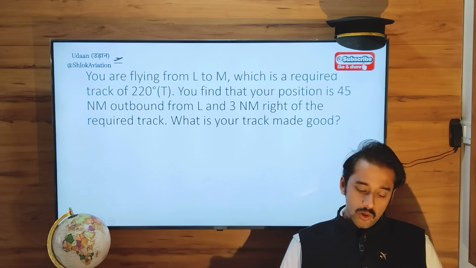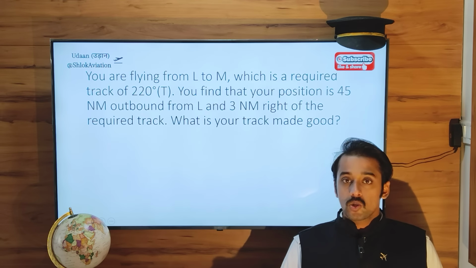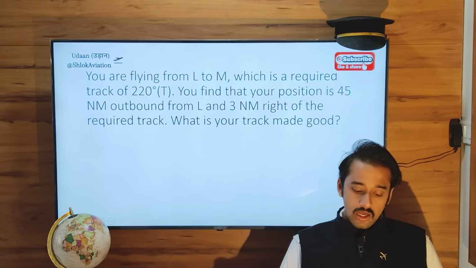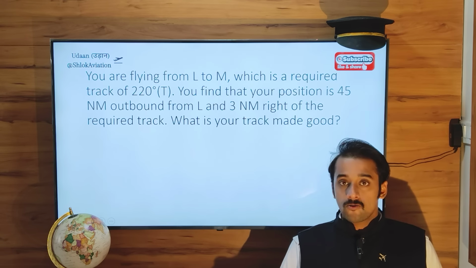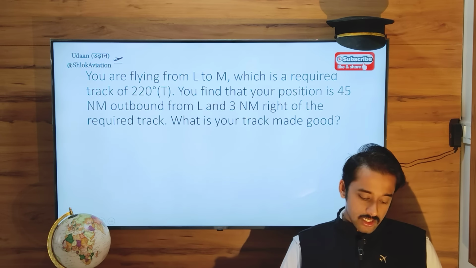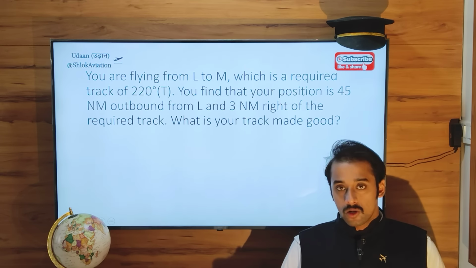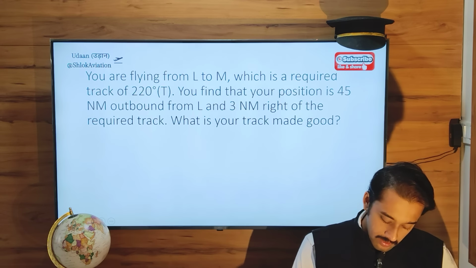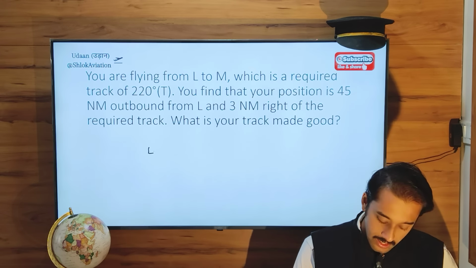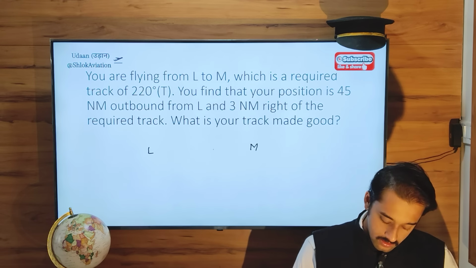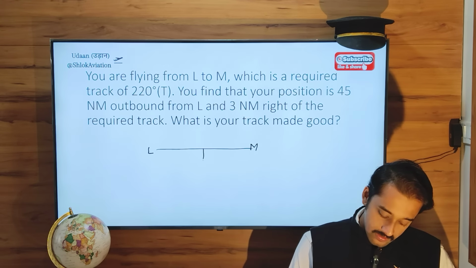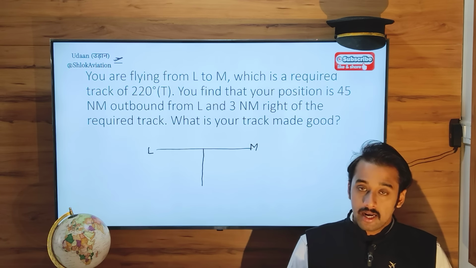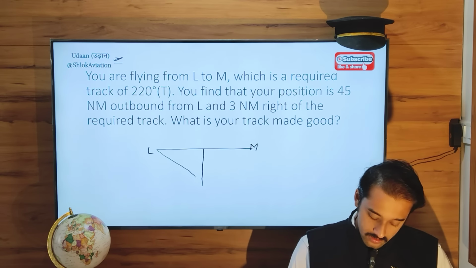You're flying from L to M, which is a required track of 220. You find that your position is 45 miles outbound from L and 3 miles to the right hand side of the planned track. What is your track made good? So same question, a similar question. L M is given. You are 3 nautical miles right of the planned track.